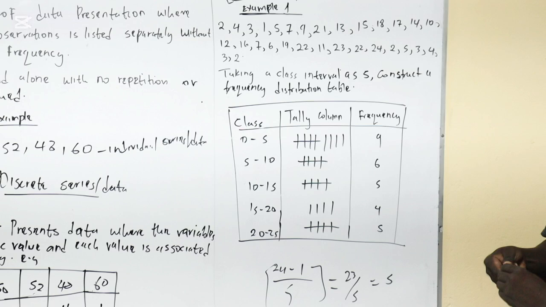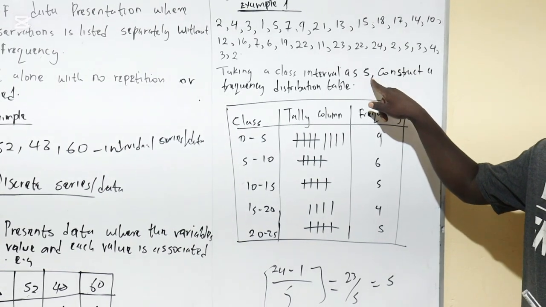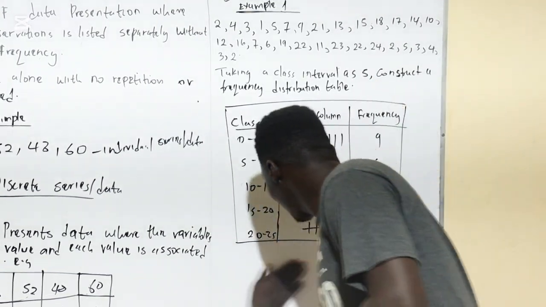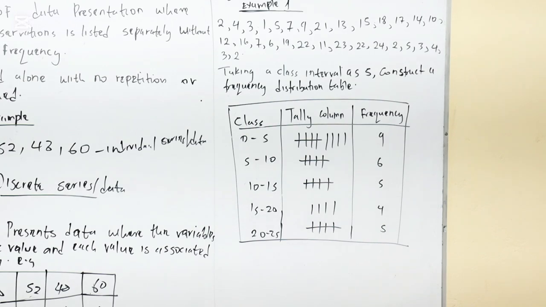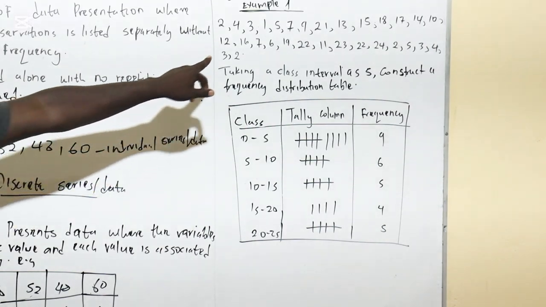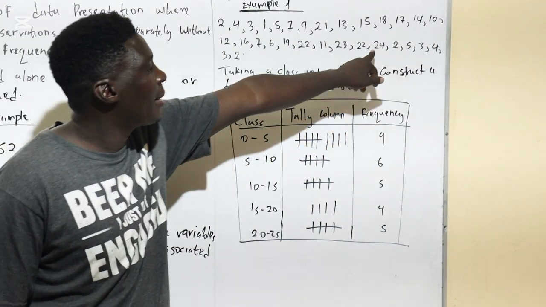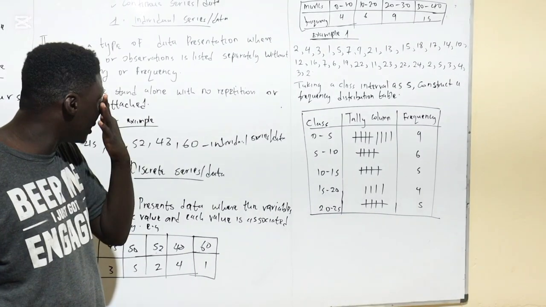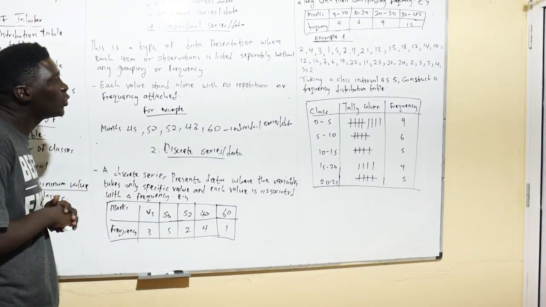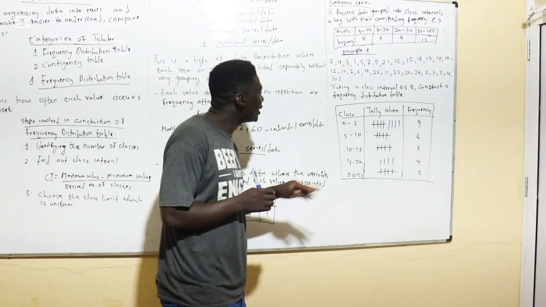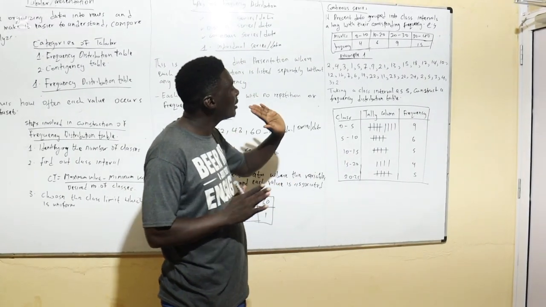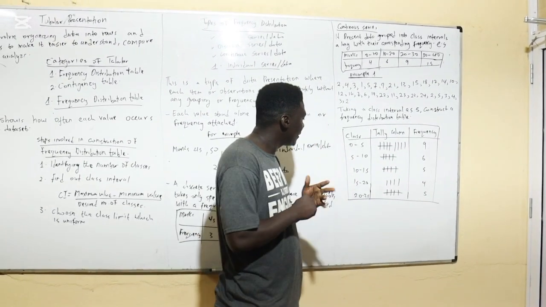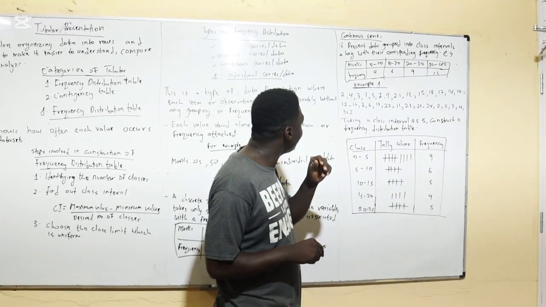In a scenario where the interval is not given in the question, note that below. Now, I've identified my minimum value, then I've identified my maximum value. Now I want to construct my frequency distribution table. So now this is what we are going to do. Now I want to get the class. The class interval is 5.